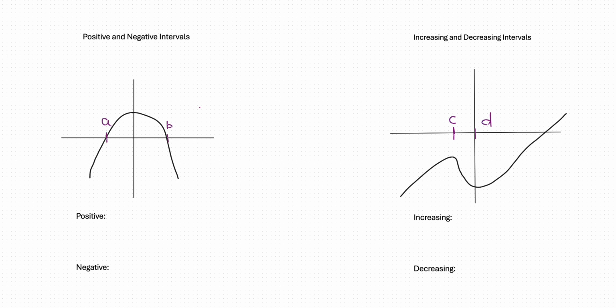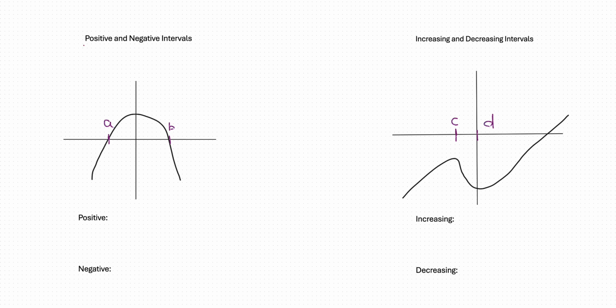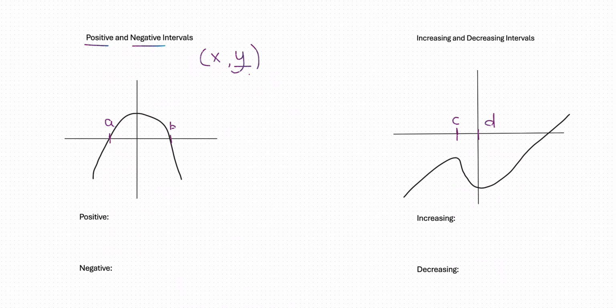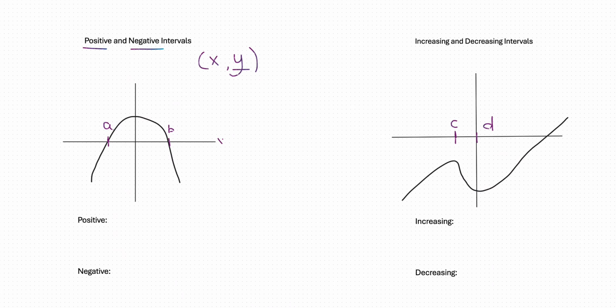When we talk about positive and negative, what we're referring to is the y value of a point. We call a point positive if its y value is positive, and a point negative if its y value is negative. As we know, if a point is above the x-axis, it has a positive y value, while a point below the x-axis will have a negative y value.